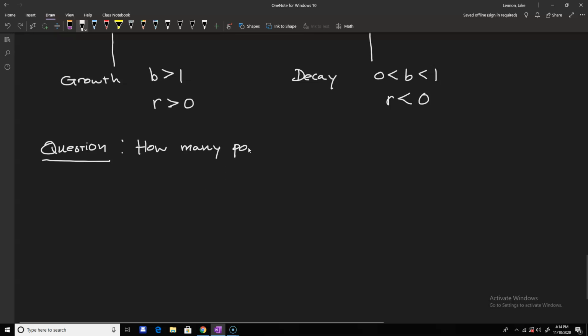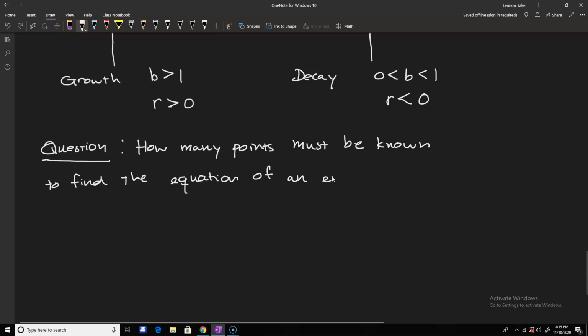So how many points must be known to find the equation of an exponential function? Now, pause your videos and think about that.